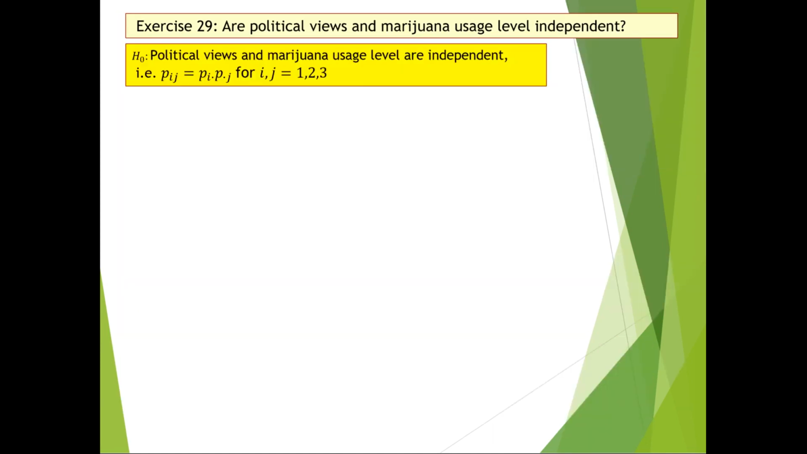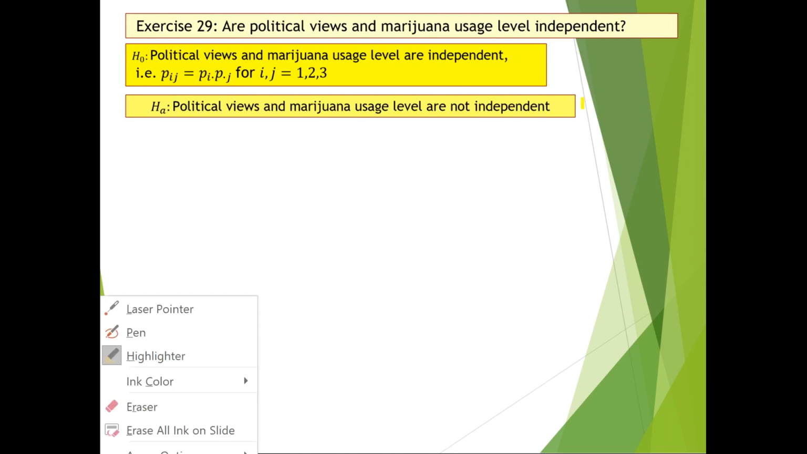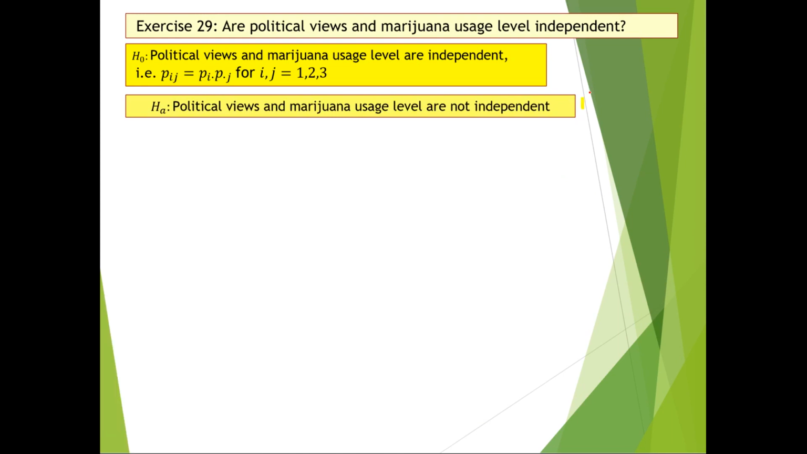So we start with the null hypothesis. Either in words, the political views and marijuana usage level are independent, or we say Pij, the probability in each cell, is equal to the product of the so-called marginal probabilities, against the alternative that they are not independent. In other words, the two factors are dependent.